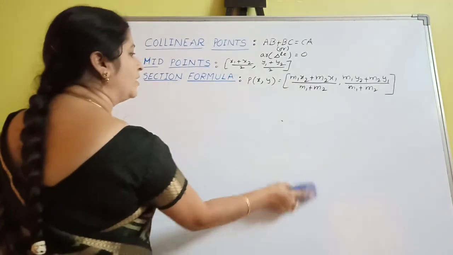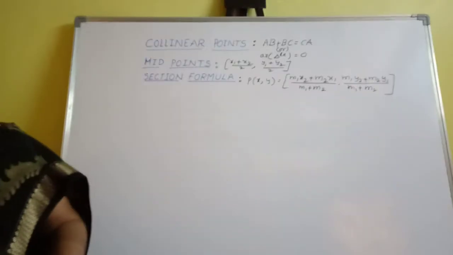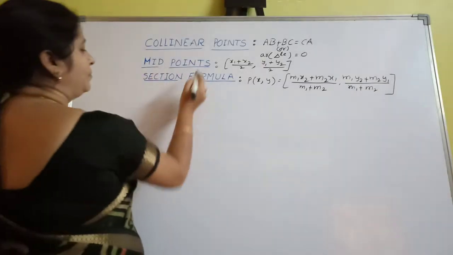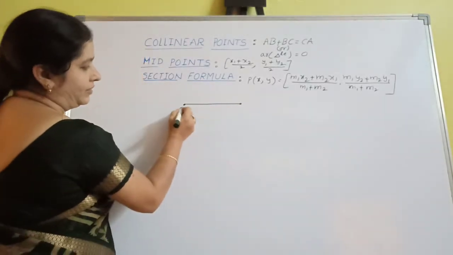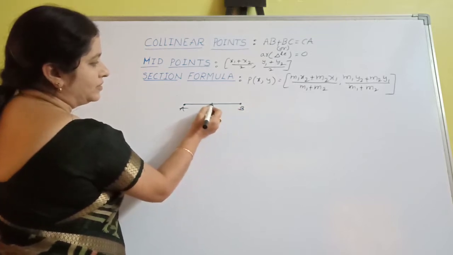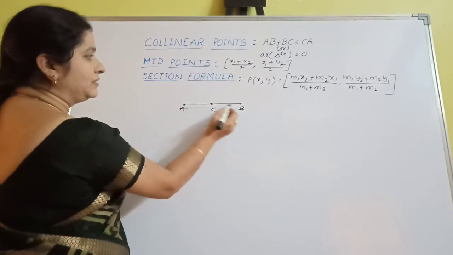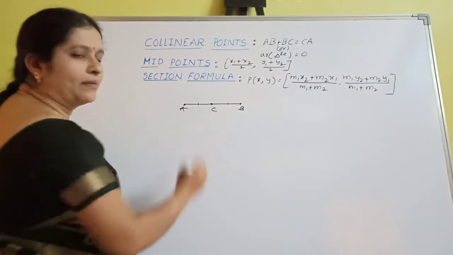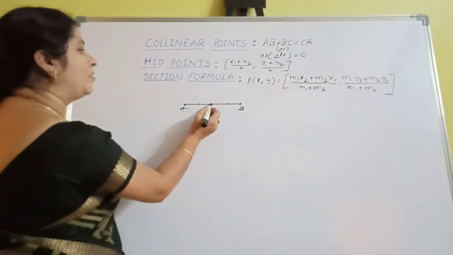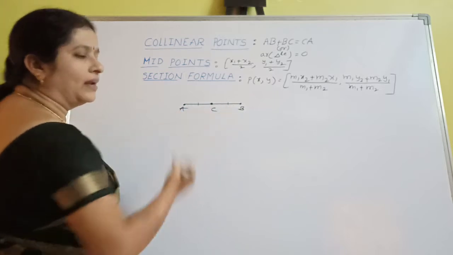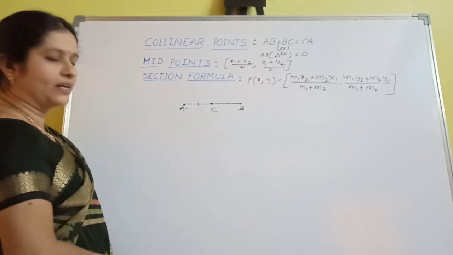Now, midpoint. Midpoint means it is the middle point of a line segment. What is meant by midpoint? Suppose we are taking a line segment like this. AB is the line segment. C is the midpoint. C midpoint means the point C divides the line segment into 2 equal parts. Then that is called midpoint. So what is meant by midpoint? If you take a point on a line segment, it must divide the line segment into 2 equal parts.